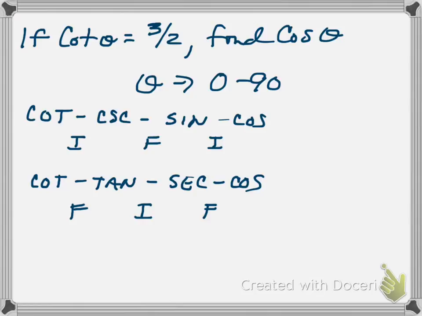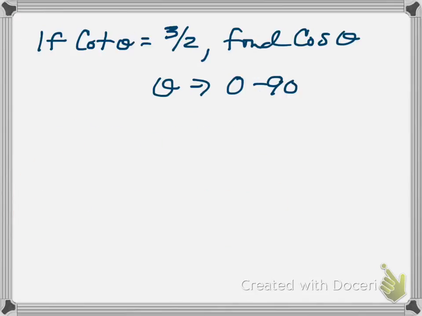Do you have a preference? You like flips better than identities? Okay, me too. So we're going to go with flip, identity, flip. We're going to start with the cotangent, and we're going to keep moving until we get to the cosine. Okay, that's our plan. We've come up with a plan. You cannot go straight from one trig function to the other. You have to accomplish small goals in between before you get to the solution to the problem.